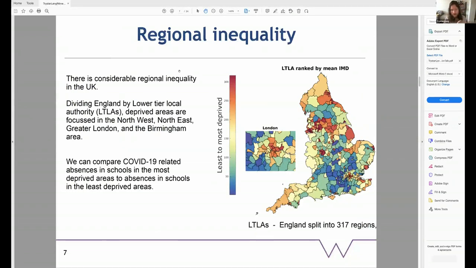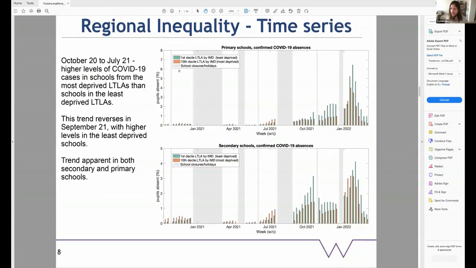For example, we can compare COVID-related absences in schools from the most deprived areas to absences in schools in the least deprived areas. And like Alison, I split things into deciles, but I think unhelpfully, I've switched the ordering around. So my first decile corresponds to the least deprived, most deprived. And this is thinking of things in terms of the local authority scores.